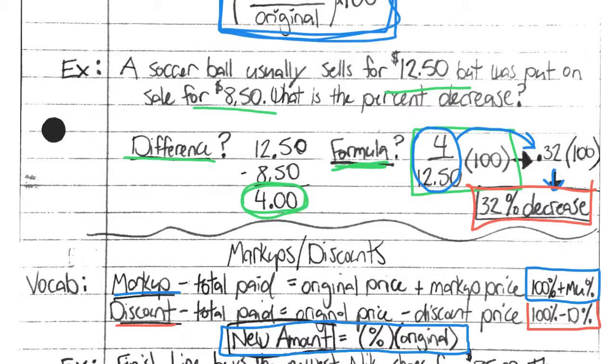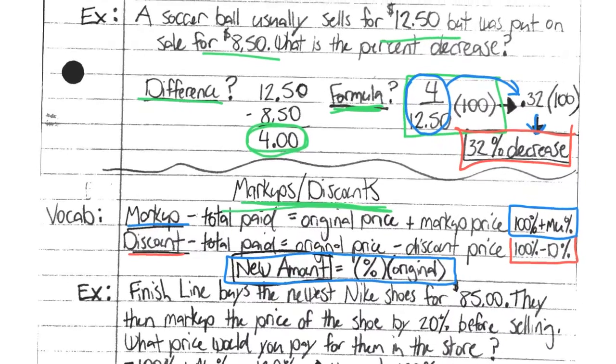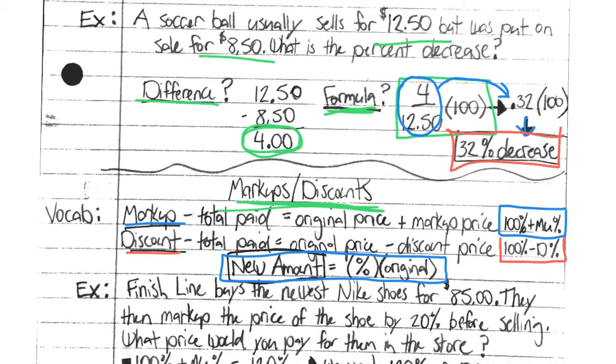We are going to again look at an example of what this type of problem would look like. Remember, this one's not asking for the percent increase or decrease. This one's going to be giving us the percentage, and we have to find the new amount. So, Finish Line buys the newest Nike shoe for $85. They then mark up the price of the shoe by 20% before selling. What price would you pay for them in the store?